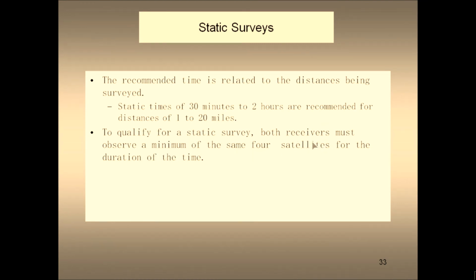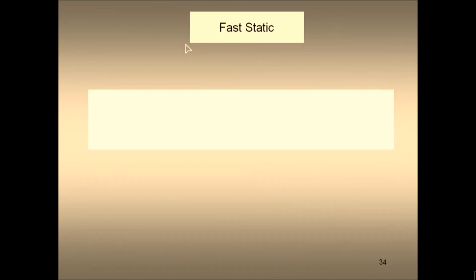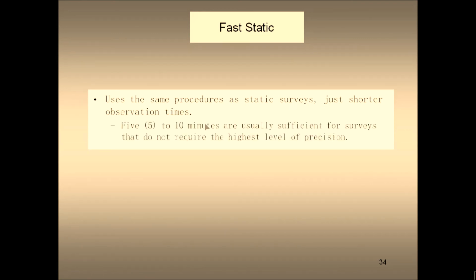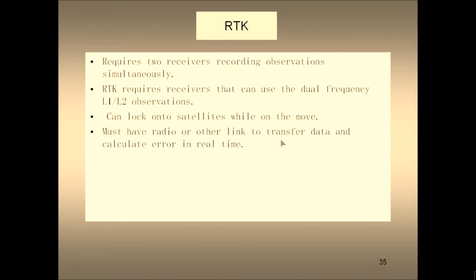Static surveys have the highest precision and can be used for any surveys. And coming to fast static, it uses the same procedure as static surveys, just shorter observation times. 5 to 10 minutes are usually sufficient for surveys that do not require the highest level of precision. RTK requires 2 receivers recording observations simultaneously, and requires a receiver that can use the dual frequency element for observations, can lock on to satellites while on the move, and must have a radio link to transfer data and calculate error in real time. Accuracy can be as good as 0.02 to 0.05 feet.